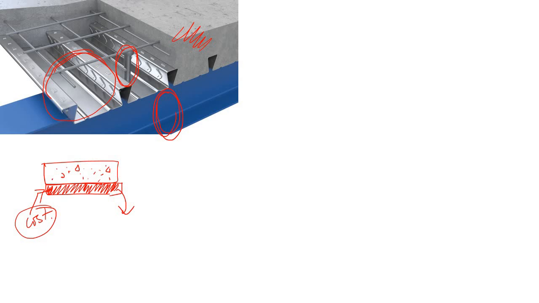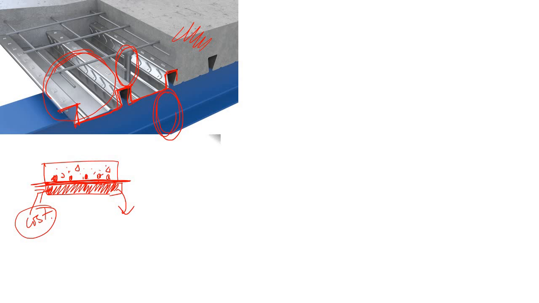Correct? So let's use some permanent formwork. This is the permanent trapezoidal steel formwork. And what is the benefit? The benefit is that it will impart tensile strength under the bottom of this concrete slab. So the reinforcement requirement for this slab will be reduced.